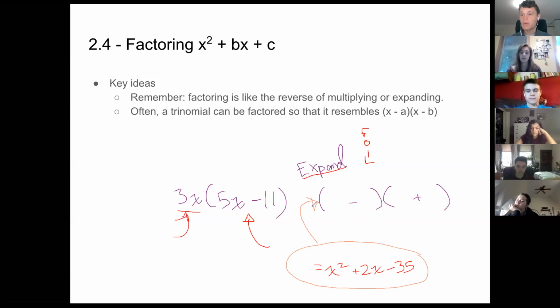And that is what we are learning today. How do we do this reverse process? How do we start with this and go to that? There's a bit of a trick to it, and we're going to learn those steps today. So that's our second key idea. Often a trinomial can be factored so that it resembles x minus a times x minus b, or those can be pluses or minuses.